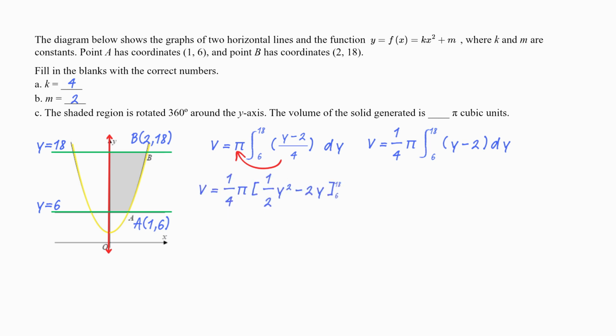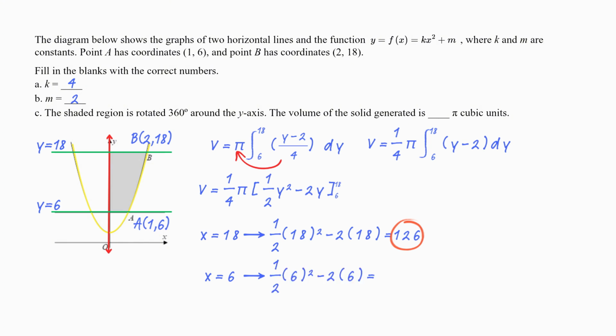Let's solve for our upper limit, 18. 1/2 times 18² minus 2 times 18. This is equal to 126. As for our lower limit, 6. 1/2 times 6² minus 2 times 6. This is equal to 6. Subtract the lower from the upper limit. 126 minus 6 equals 120.